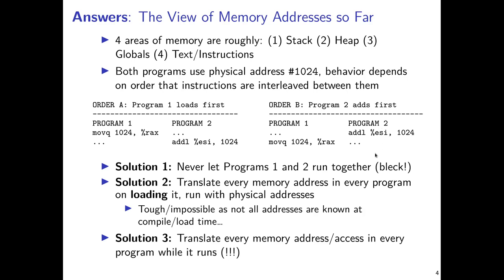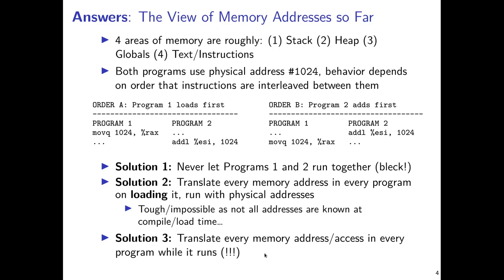And to sort of underscore the problems here of both programs thinking they own memory address 1024, you can see again reiterated here an order where 1024 is loaded and ESI is then added onto it versus in the other ordering, we'd get other answers over there. So we've alluded to some of the solutions here, but this virtual memory system, it's going to turn out, is going to translate every memory address or access that a program makes while it runs on the fly to someplace else, to someplace different than what it thinks of as memory address 1024.